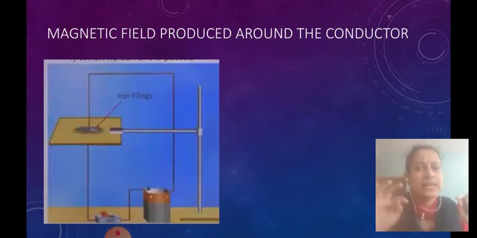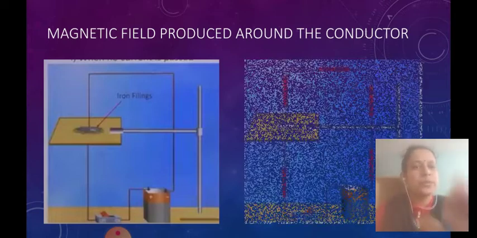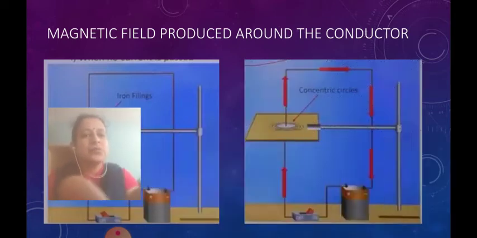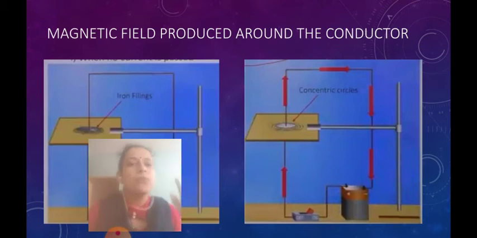he found that these iron filings, you can see over here, were arranged in the form of concentric circles around the conductor. So you can see over here the current is flowing in the upward direction here, like this, correct? Now the current is flowing from the positive to negative.